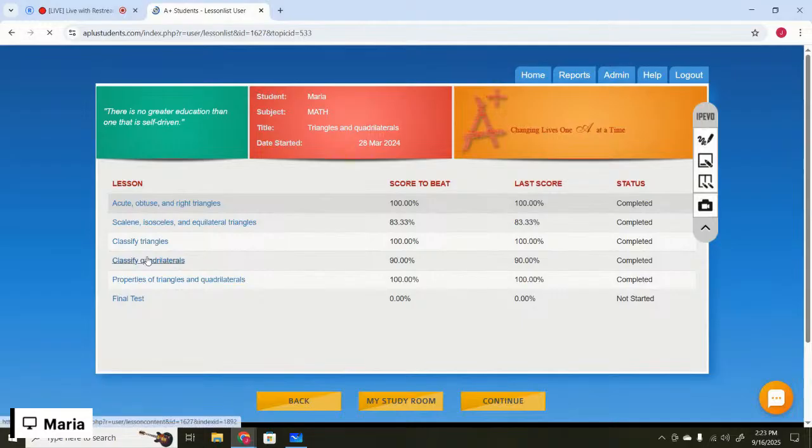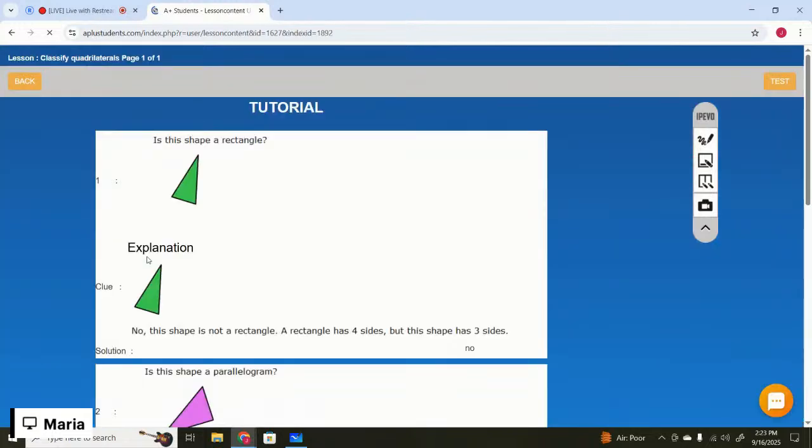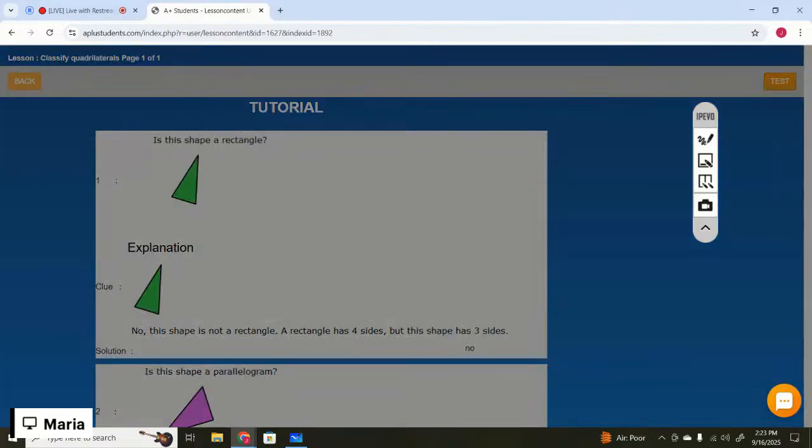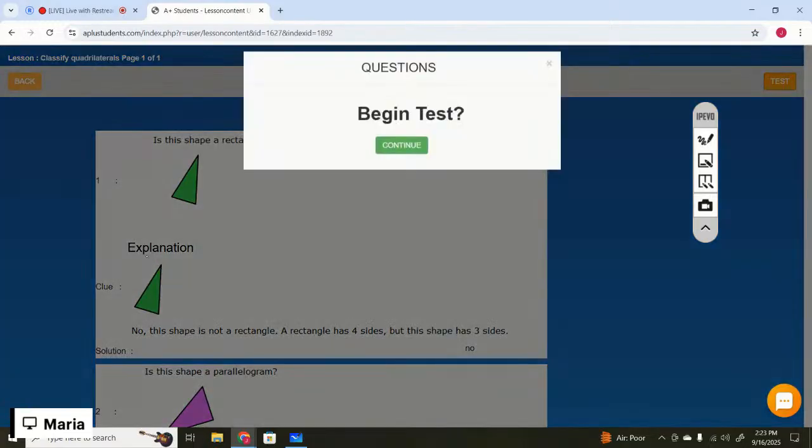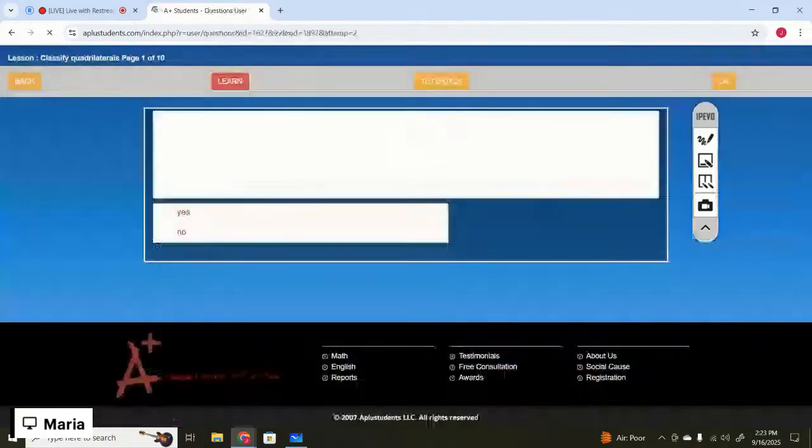Okay, the next one is classify quadrilaterals. Let's start with the lesson. Does this shape have four sides? That is a triangle and a triangle has three sides. Let's just start with the test question. Is this shape a parallelogram? Yes, it is, right?